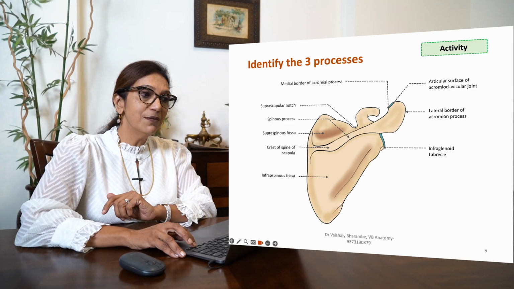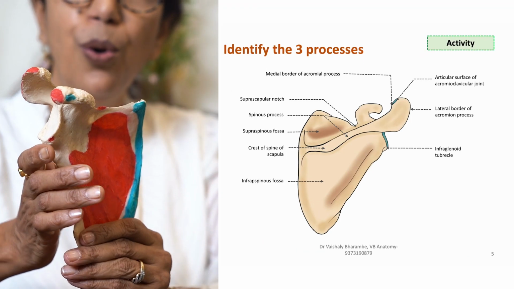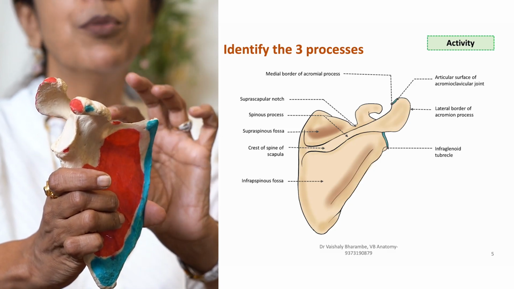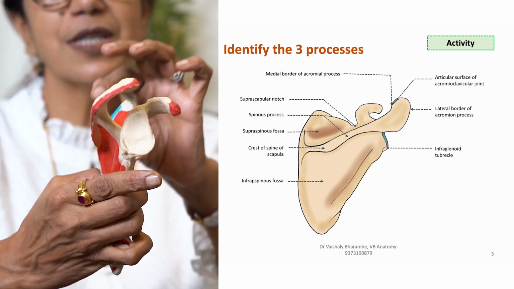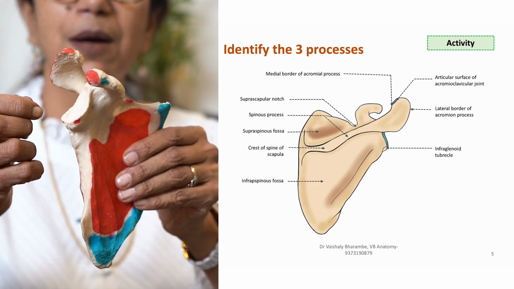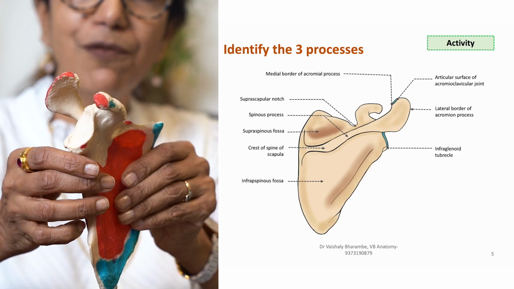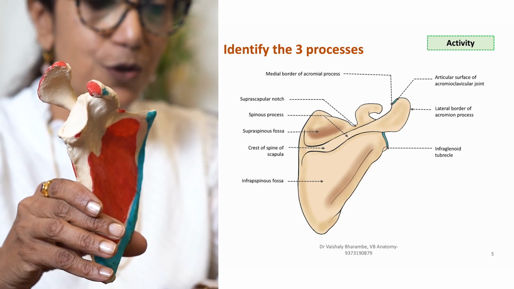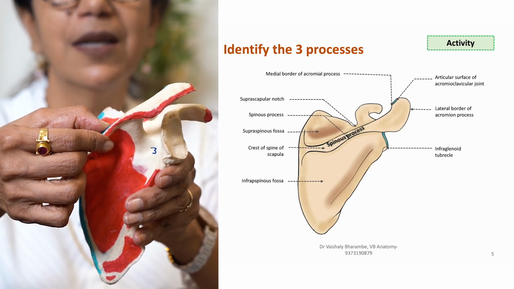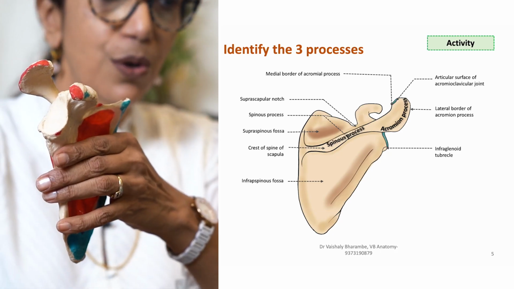Okay, so let's begin with the 3 processes activity. Pick up the scapula, all of you. So holding the scapula in its normal anatomical position, you can see that it shows a number of projections. One projection which is coming posteriorly, spine of scapula. One projection which is coming laterally, acromion process, and one which is facing directly forwards, the coracoid process. Okay, so this is your spinous process, this is your acromion process, and this is your coracoid process.